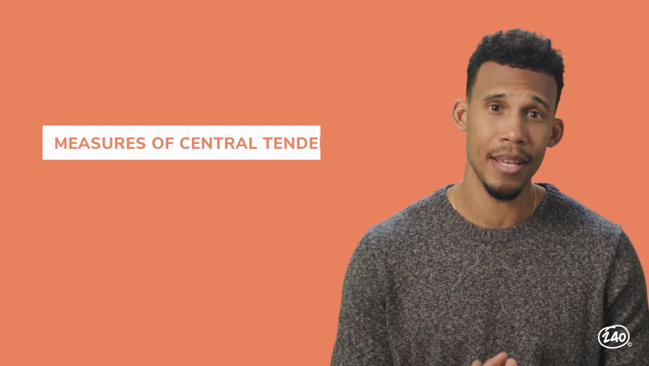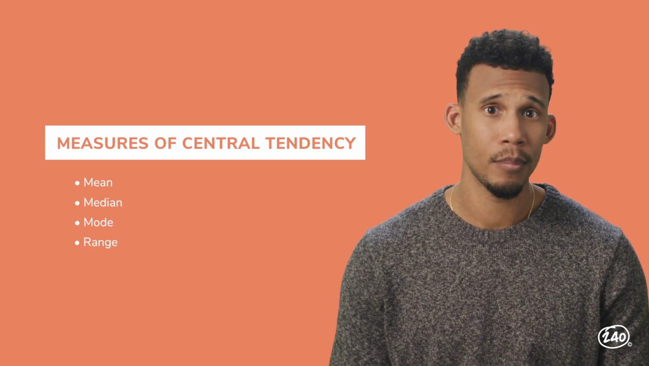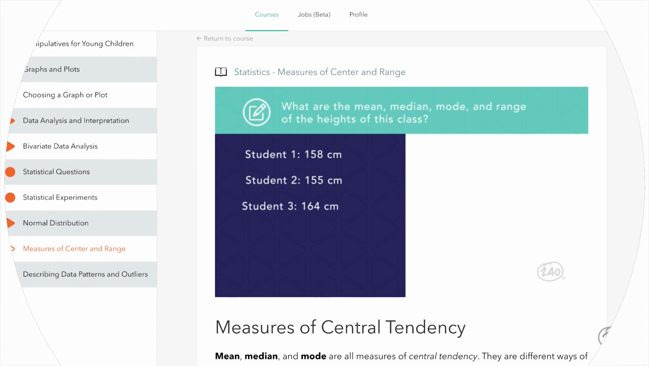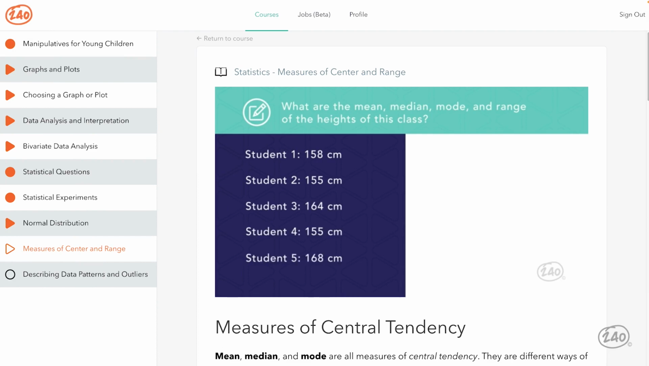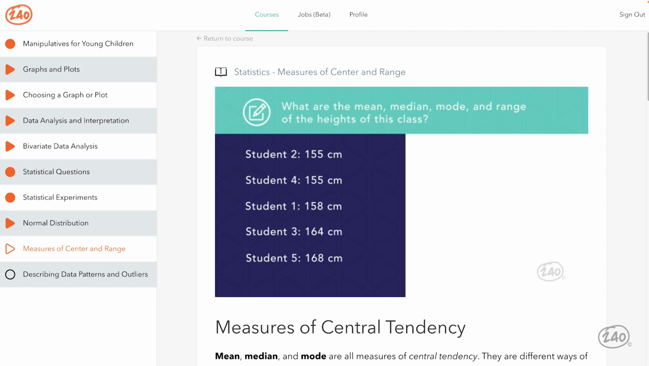Now, if you're given a data set, you'll need to know how to calculate the mean, median, mode, and range. Let's take a look at how these are explained in our study guide. 5 students have their heights measured. The data set is 158, 155, 164, 155, and 168 centimeters. We want to find the mean, median, mode, and range of this data set. First, let's rearrange the data to go from least to greatest. We'll get 155, 155, 158, 164, and 168.